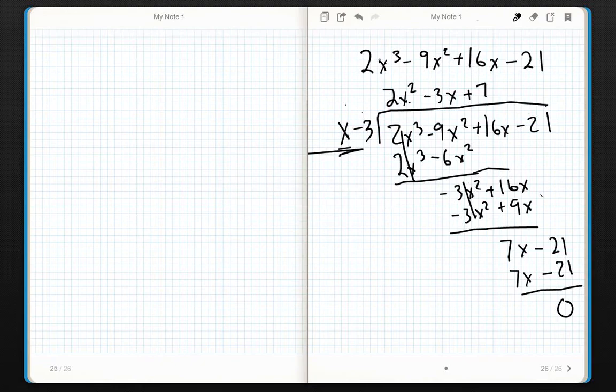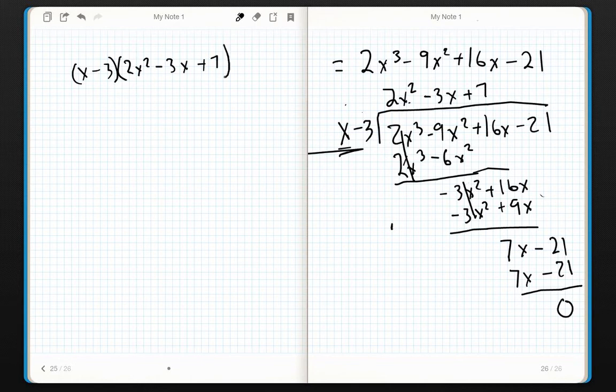So what this tells us is that this polynomial, and I'll write it over here on the left, is equal to x minus 3 times 2x squared minus 3x plus 7. Now, so one of the zeros, one of the roots of this polynomial, of this cubic function, or cubic expression, is 3.